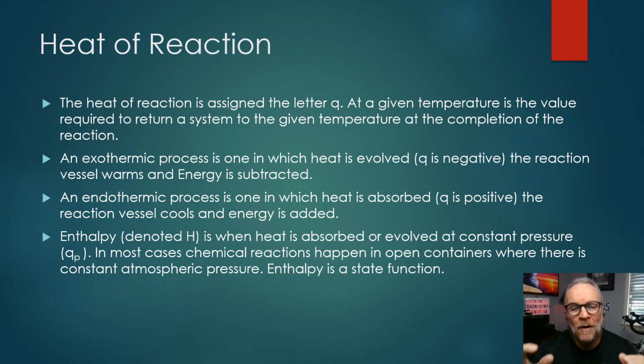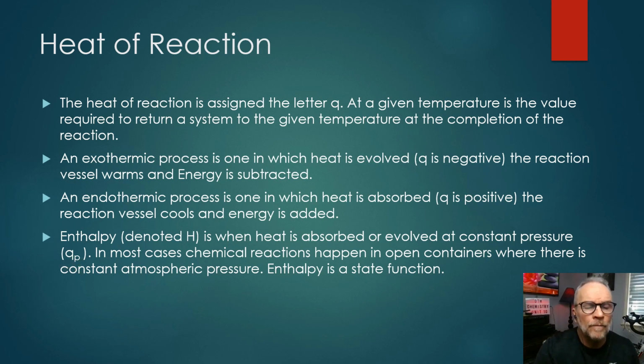Enthalpy. Now, we talked about why Q is not H, right? We didn't say heat is H. We say enthalpy. And this is a very specific energy term used to mean Q at constant pressure. Usually, when we do chemical reactions, the only thing that we're doing work on is the environment, which has a constant atmospheric pressure. So enthalpy, denoted by H, is when heat is absorbed or evolved at constant pressure. And we use this term Qp as our notation for that.